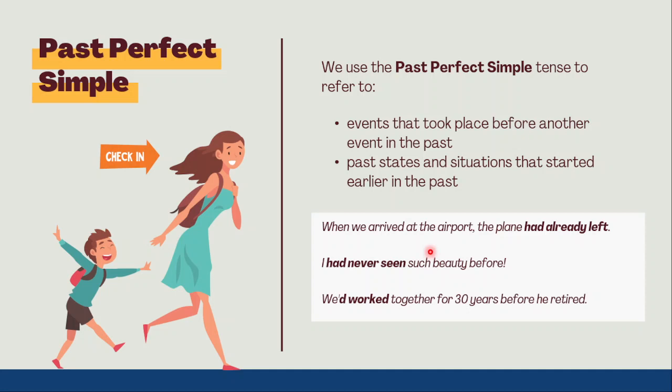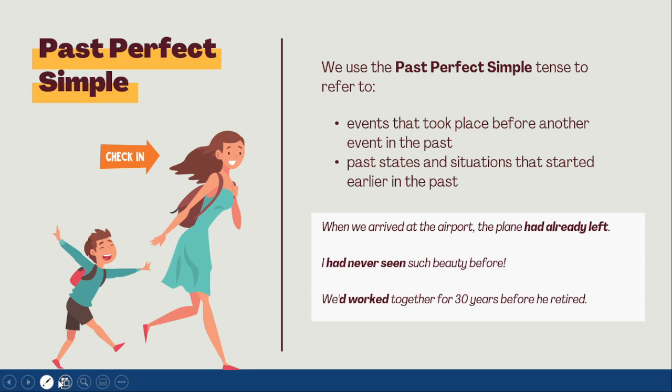We also use the past perfect simple, again, as we said, for past states and situations that started earlier in the past. Another example is we'd worked together for 30 years before he retired. So we had worked together for 30 years before he retired. This is also something that started earlier in the past. For 30 years we had worked together.